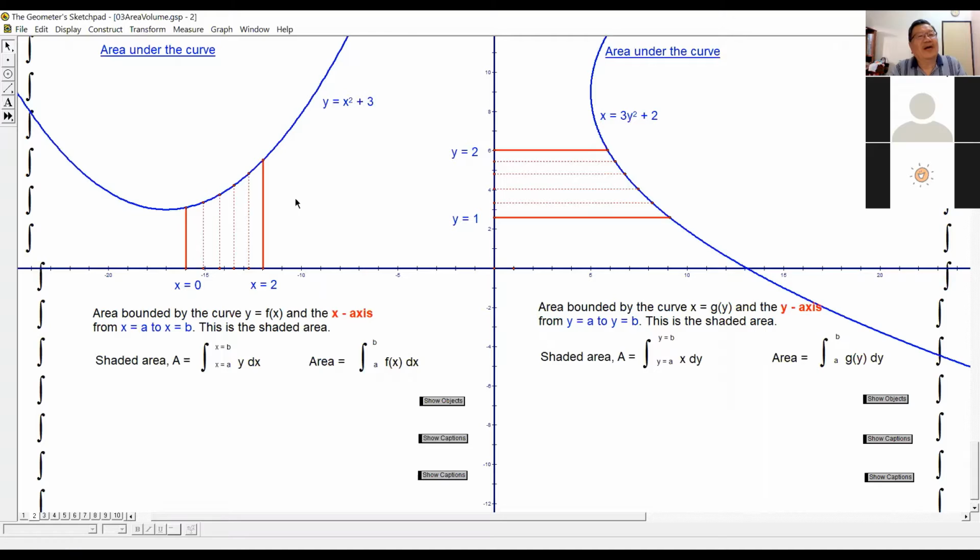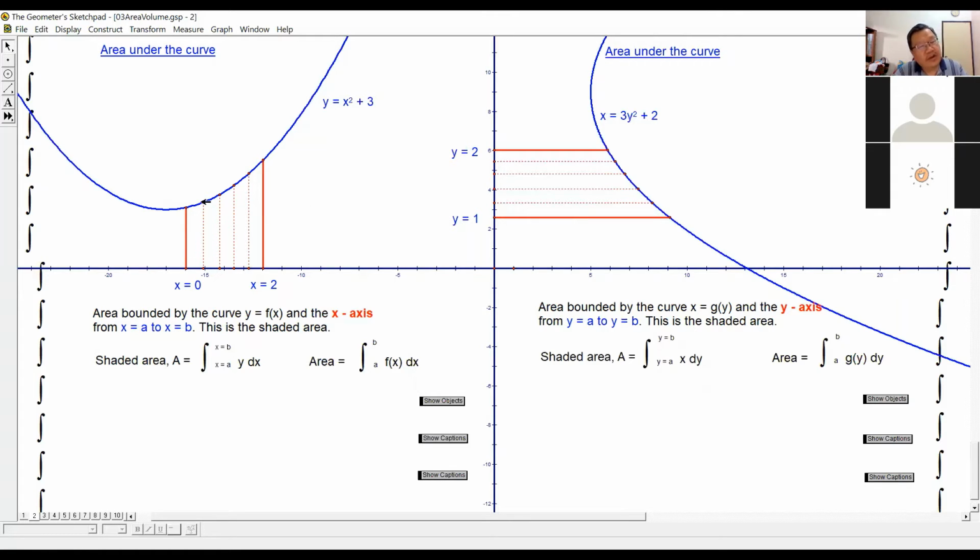Okay. Now, there is a curve here, right? The blue line. The equation of this curve is y equals x squared plus 3. This is the equation of the curve, right? Okay. So I want to find the area between this curve and the x-axis. This is the area. And this area is bounded by two other lines. They are x equals 0 and x equals 2.